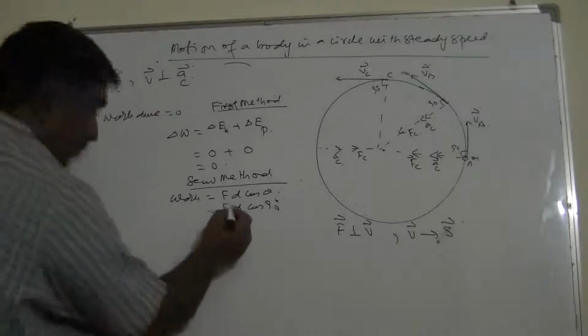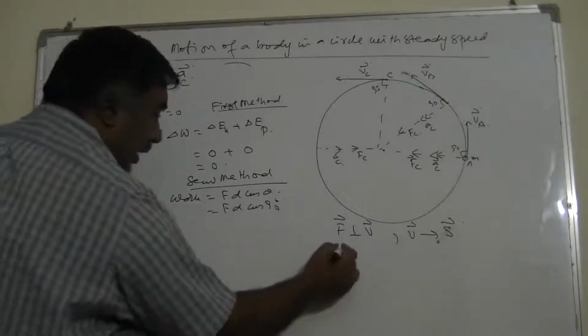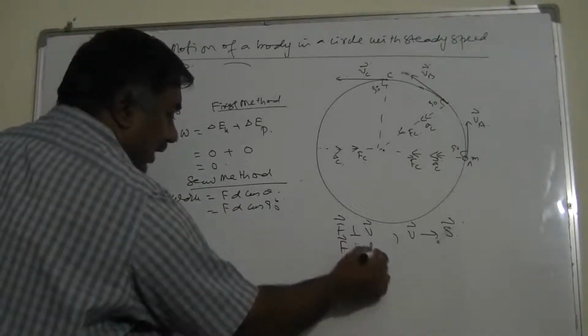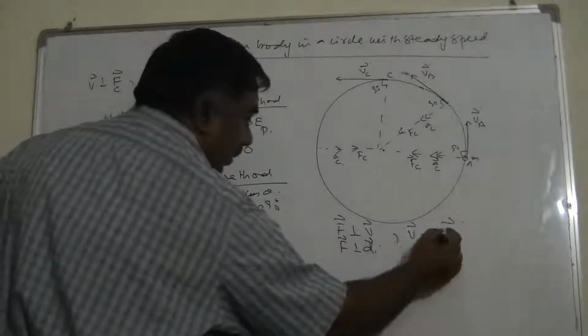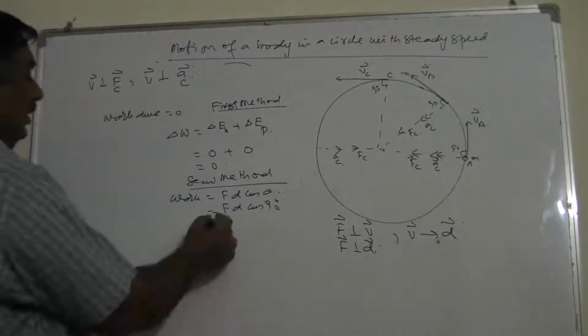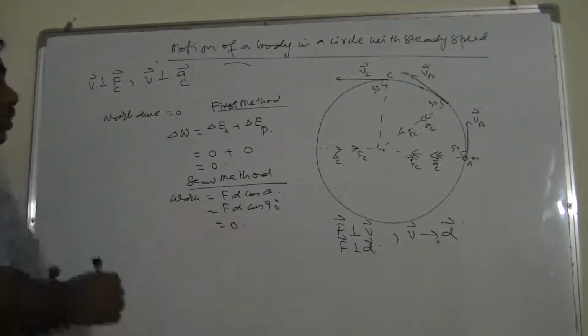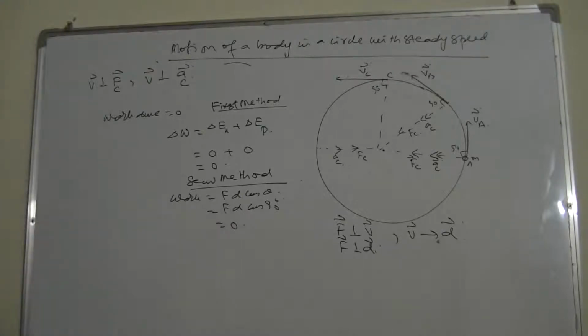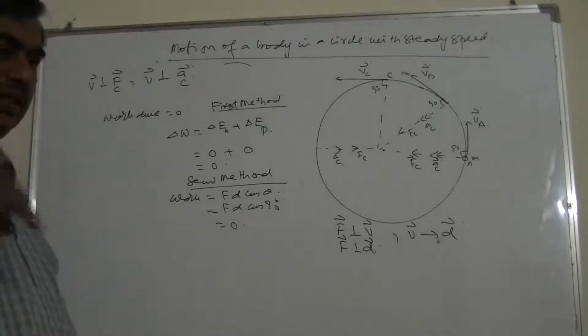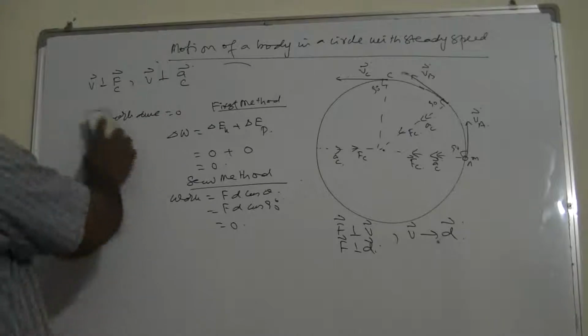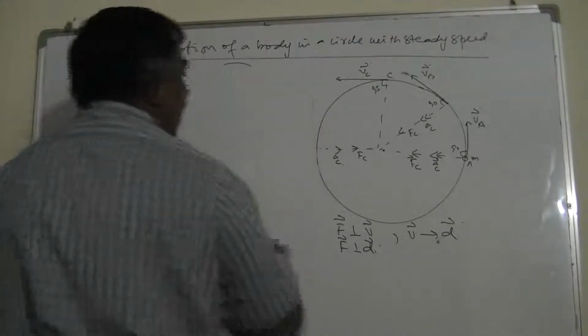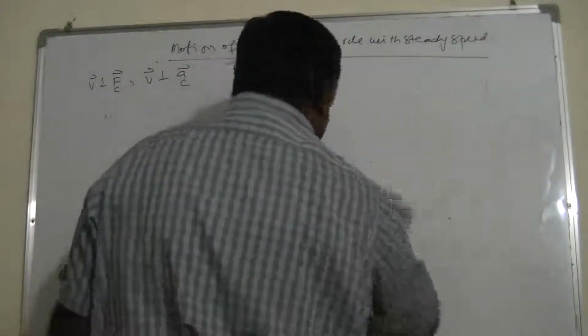So if force and velocity are perpendicular, similarly force and D will also be perpendicular. I am representing displacement by D. So I will say F D cos theta, so 0. That's why the satellites which are moving in their orbits in a horizontal circle do not require any energy. Once they are given the energy, they do not require more energy.